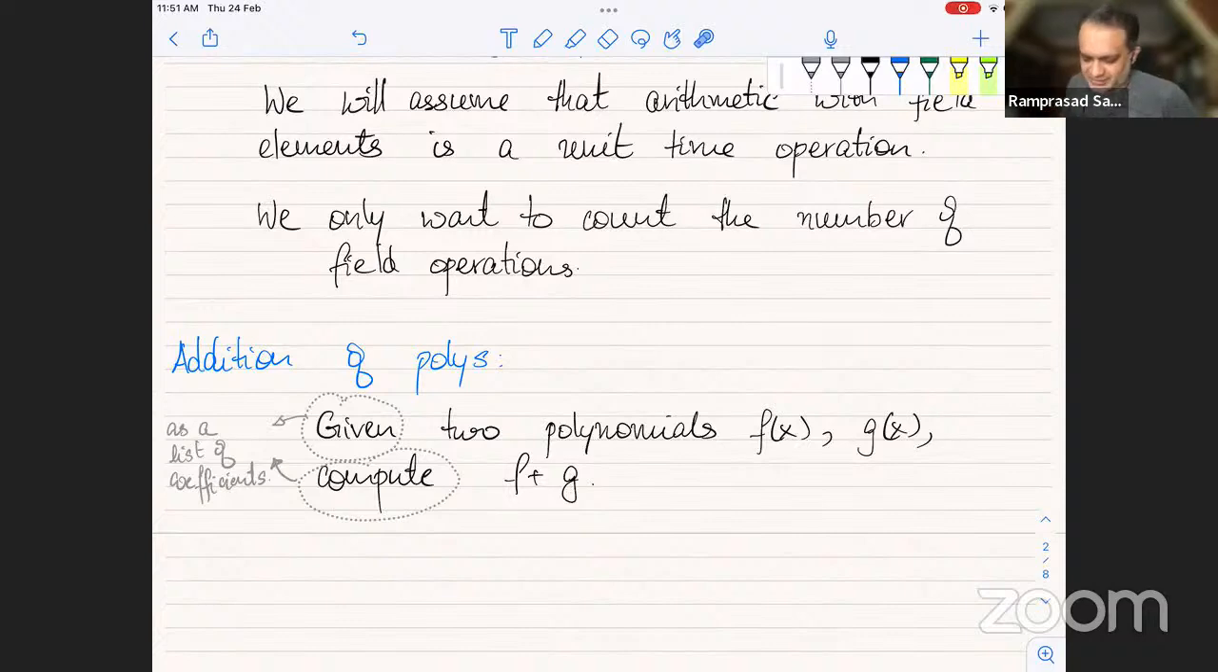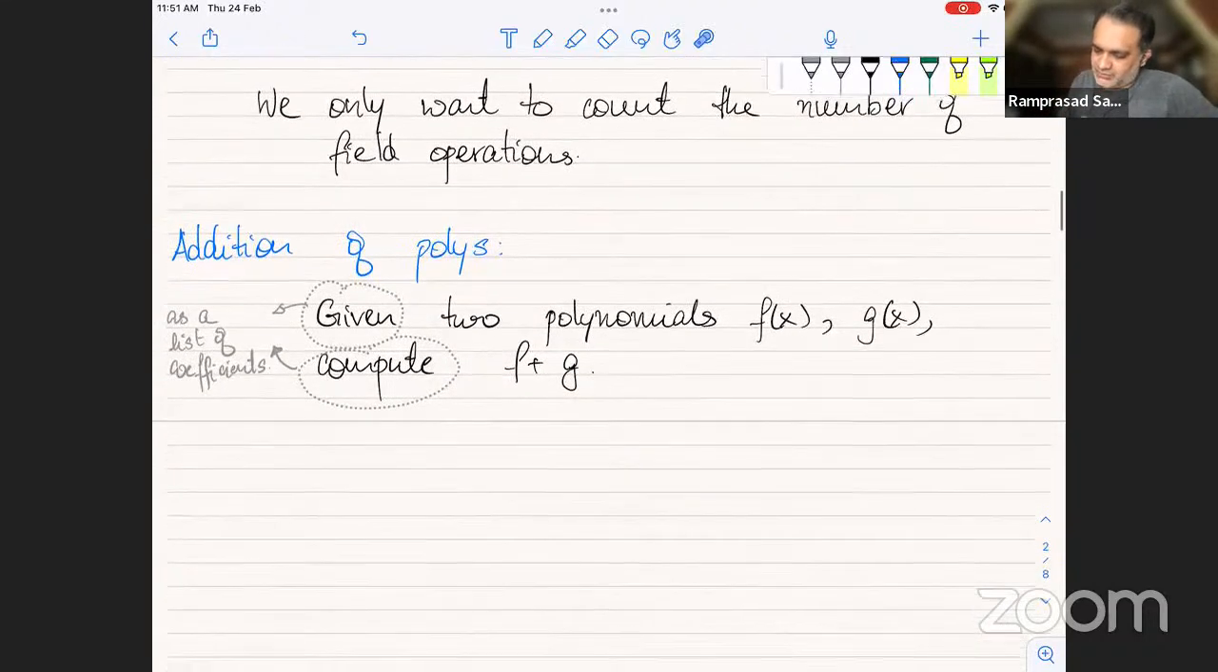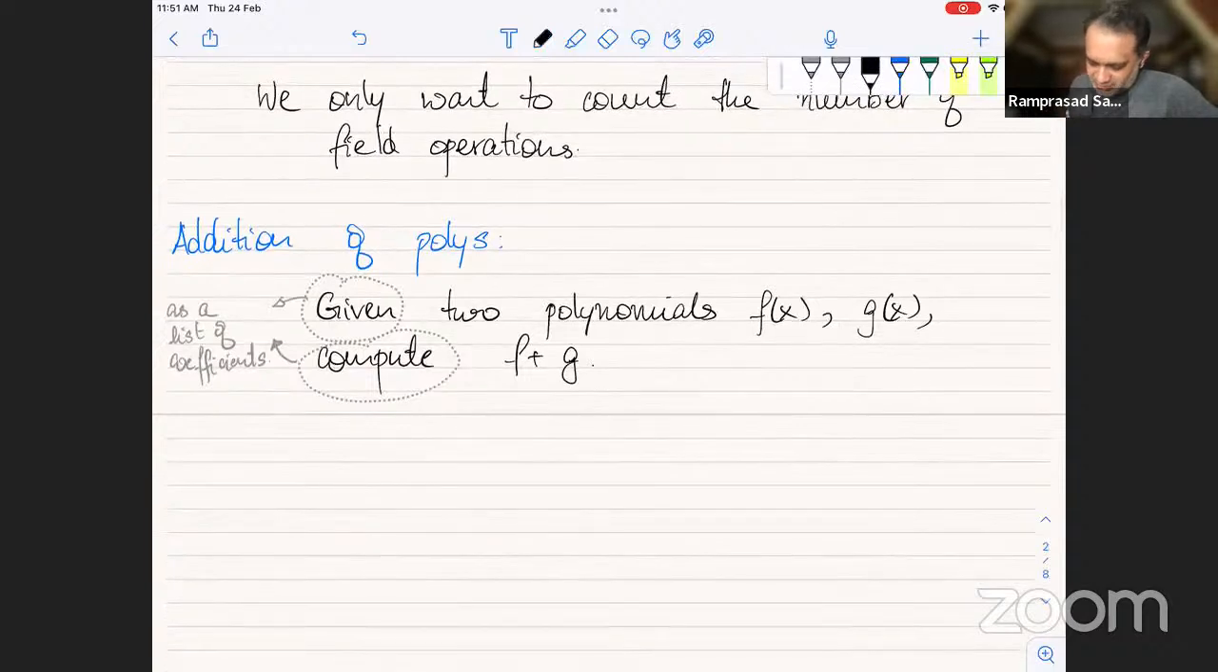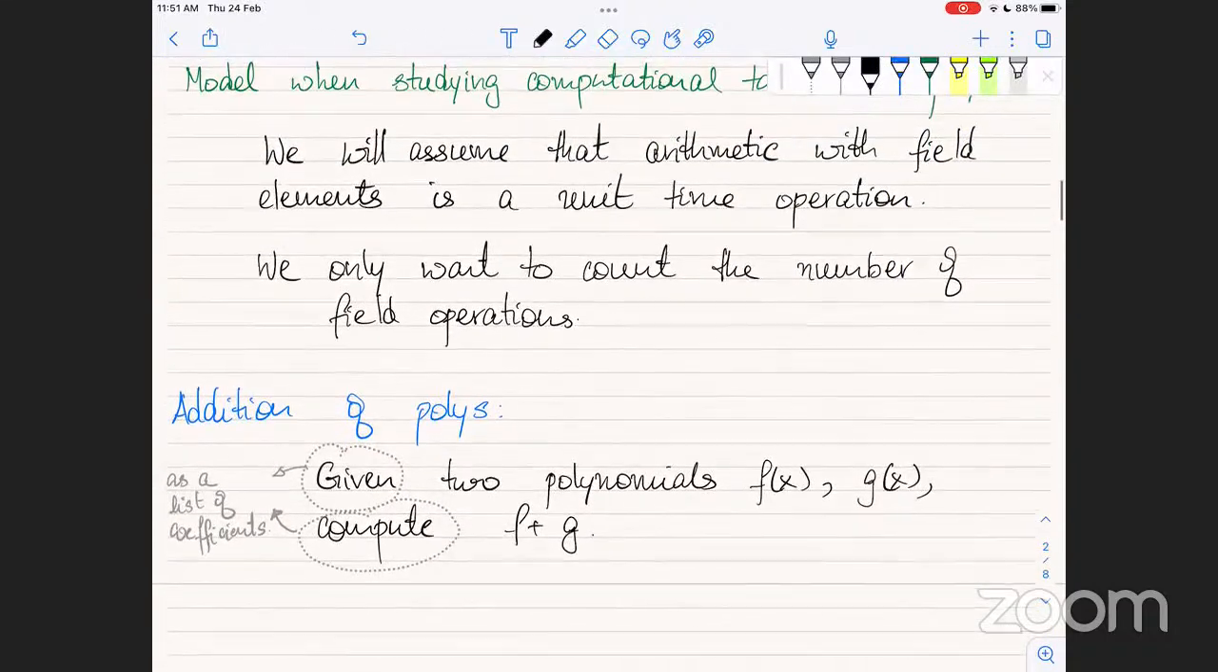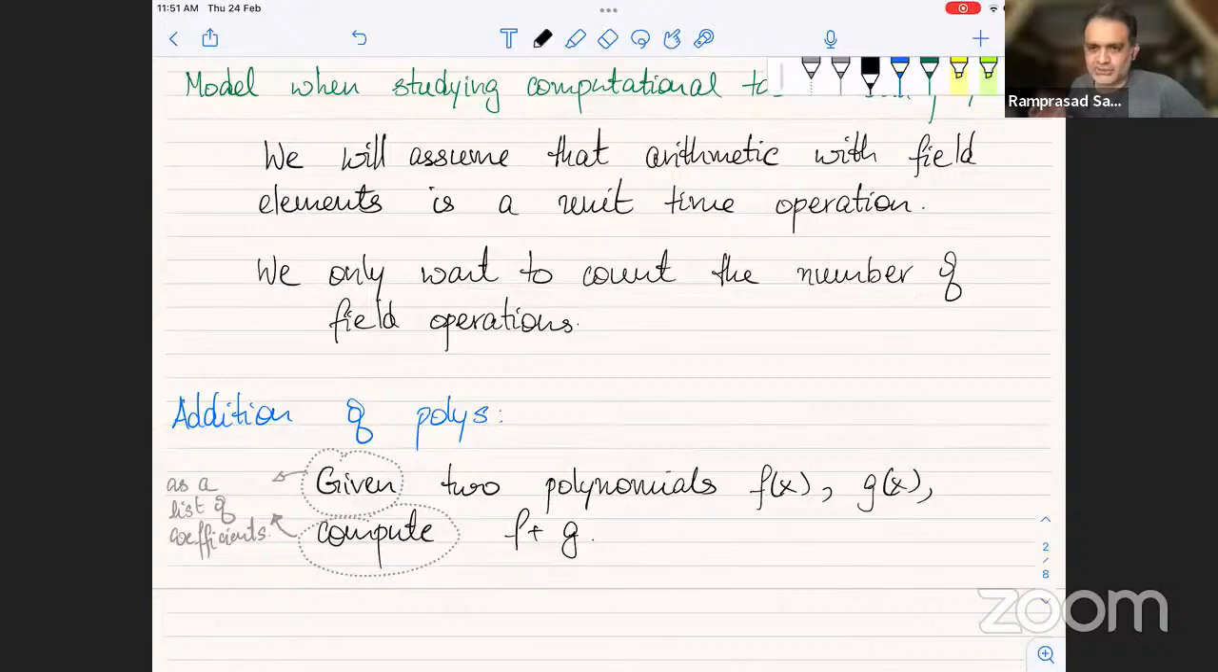Yeah, so it's right. I should have written it properly. Okay, so I'm just going to be clear for me actually. Sorry, I didn't clearly distinguish between field operation and non-field operation. So let's just do one example.